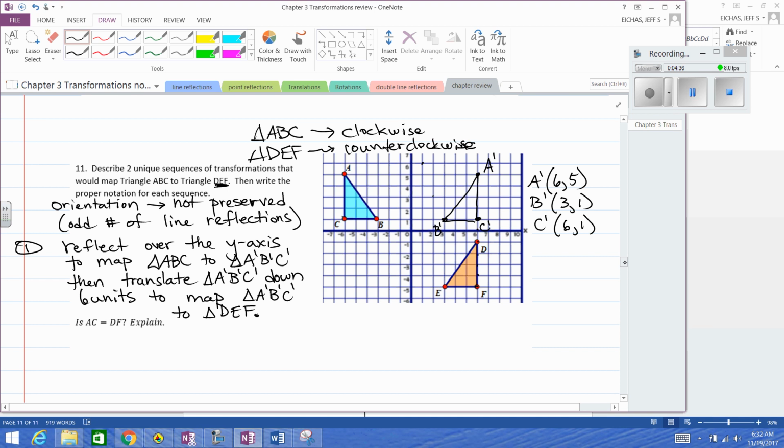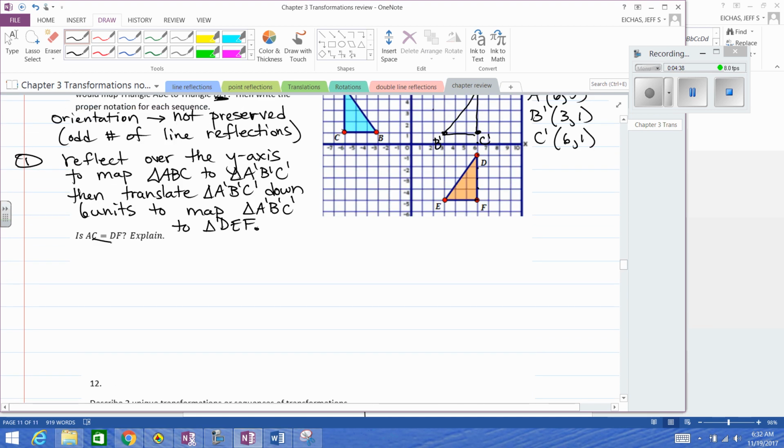Okay, now this part is AC equal to DF. That's actually something we took out of the chapter, so it won't be on the test, but it's good to know what's going on here. The answer is going to be yes first, then the explain part is why. Okay, now AC and DF are corresponding sides, and here's what we're going to say.